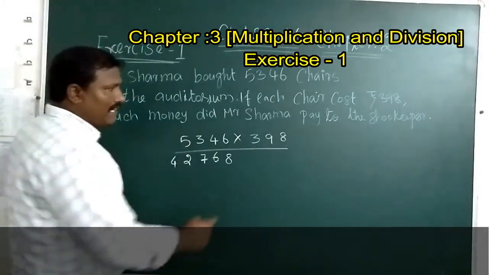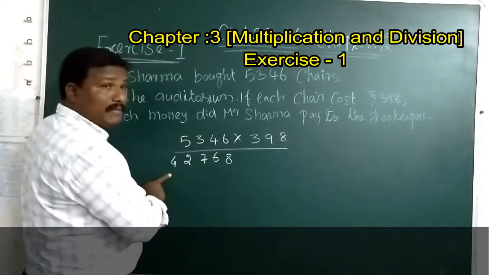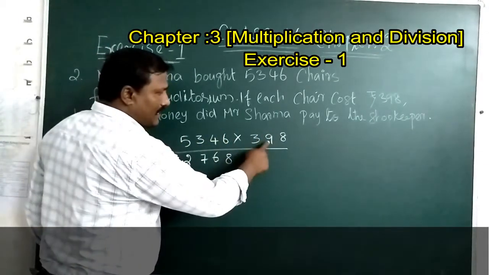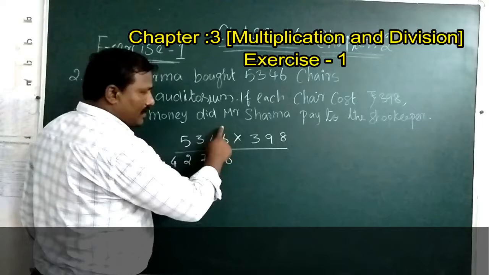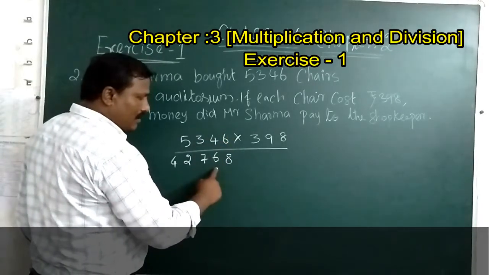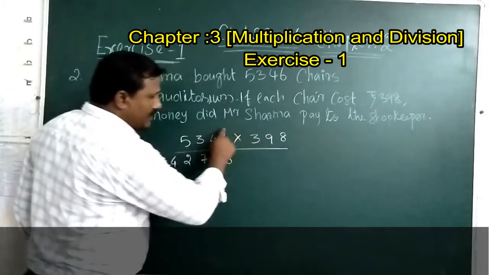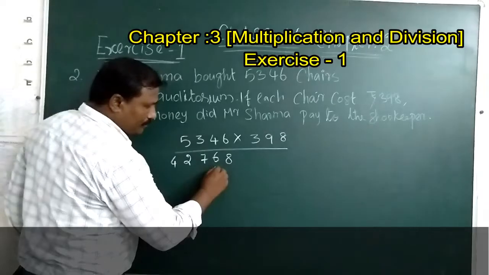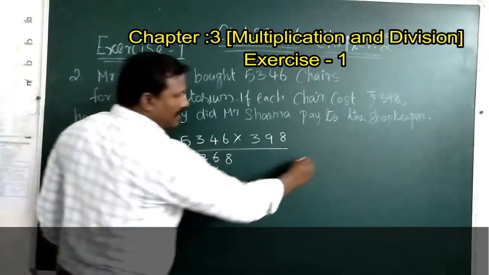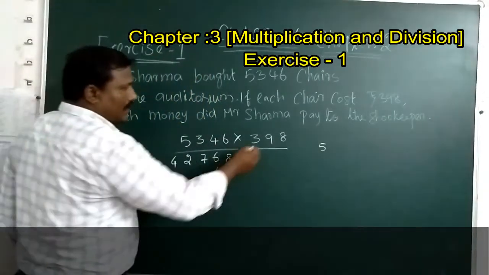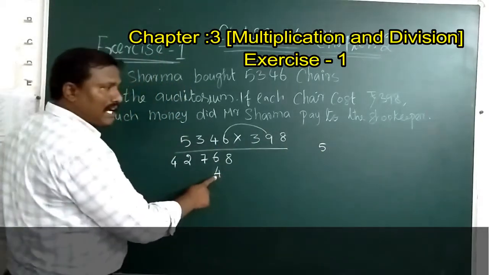I took the first number 8 and multiplied all the numbers, so I got this number. Now I am going to take the second number and multiply all the numbers. When you multiply, you have to write the product one step forward from the first line. So 9 6s are 54. Then remainder 5, and 4 I have written here.